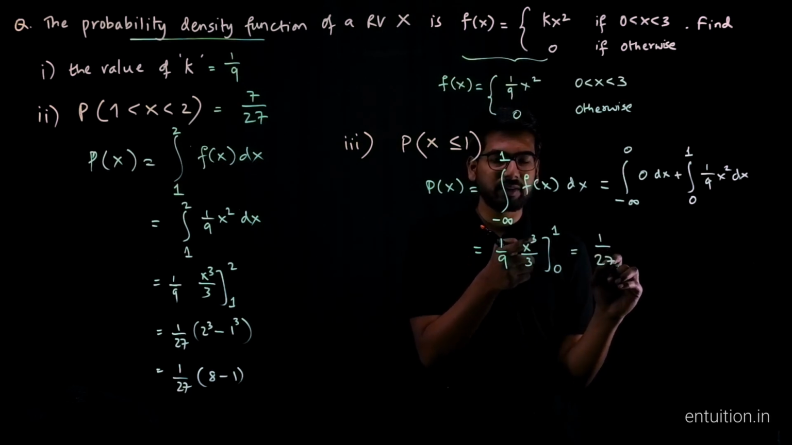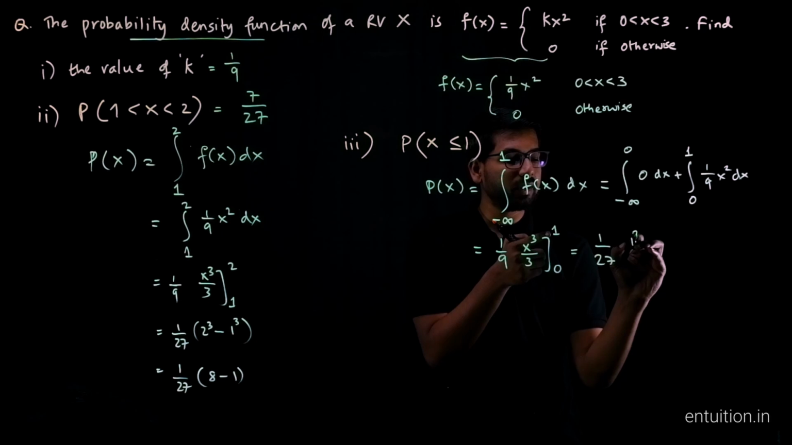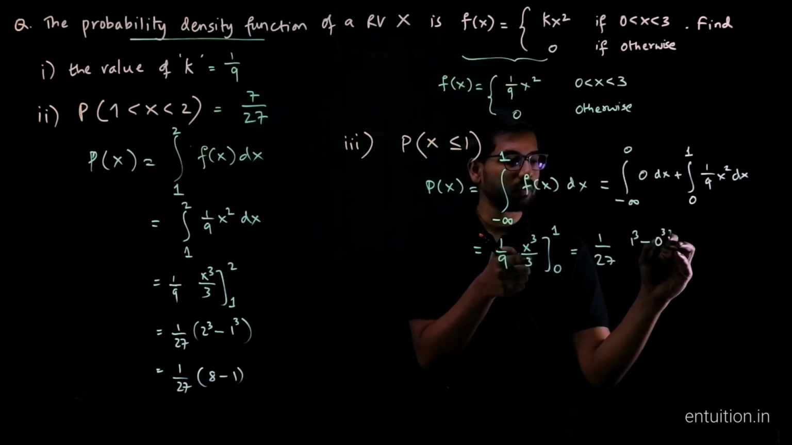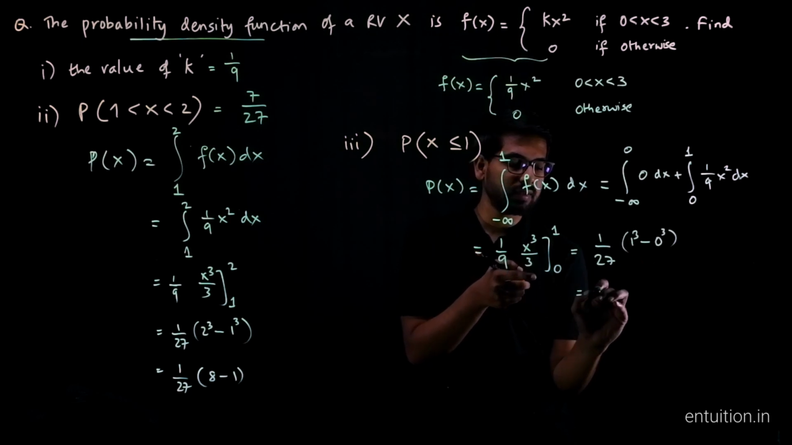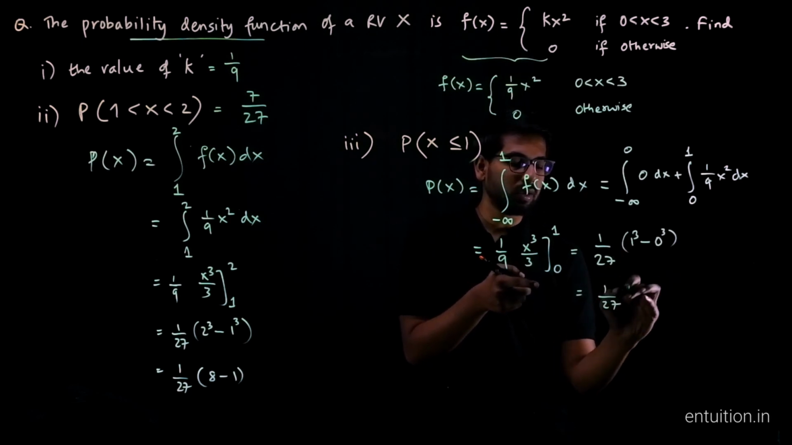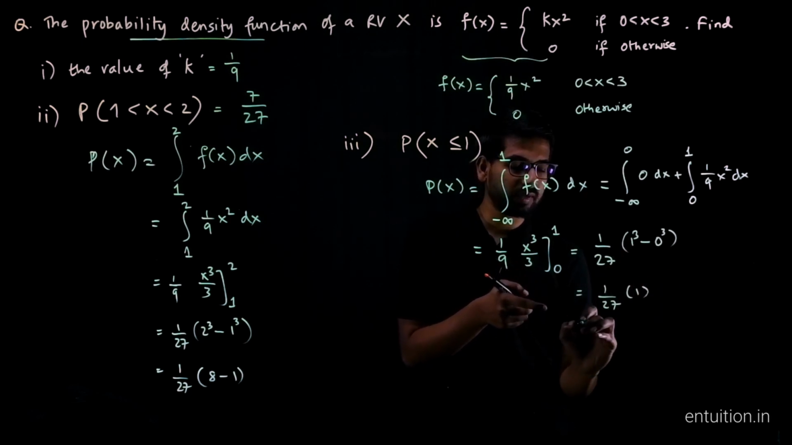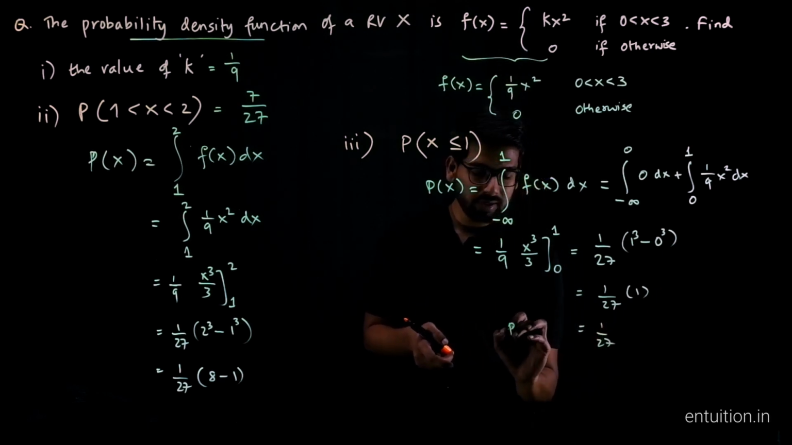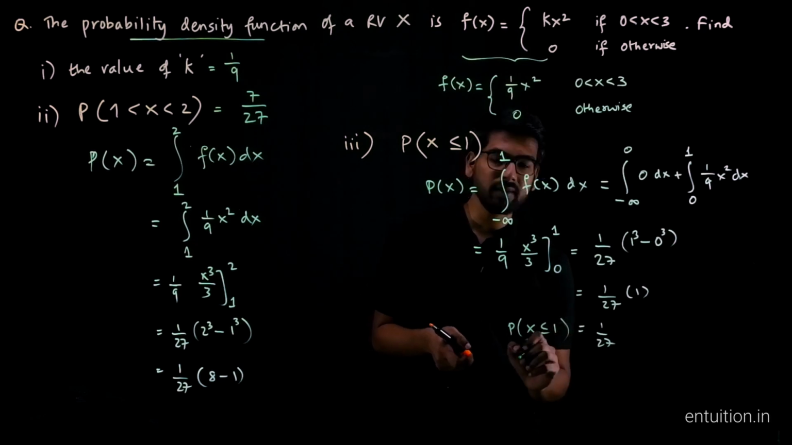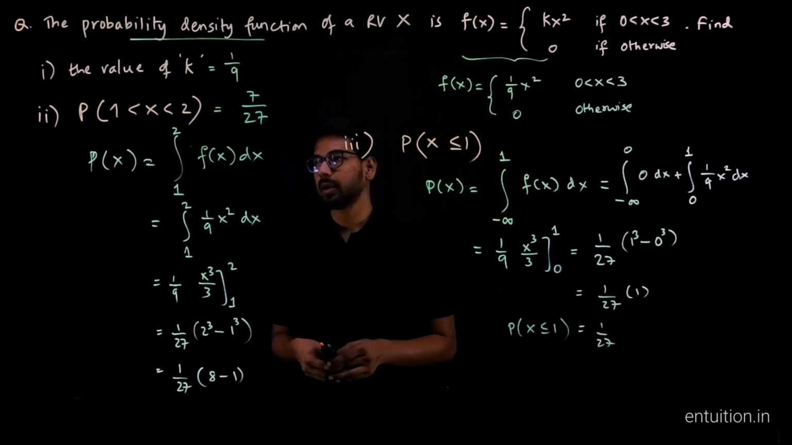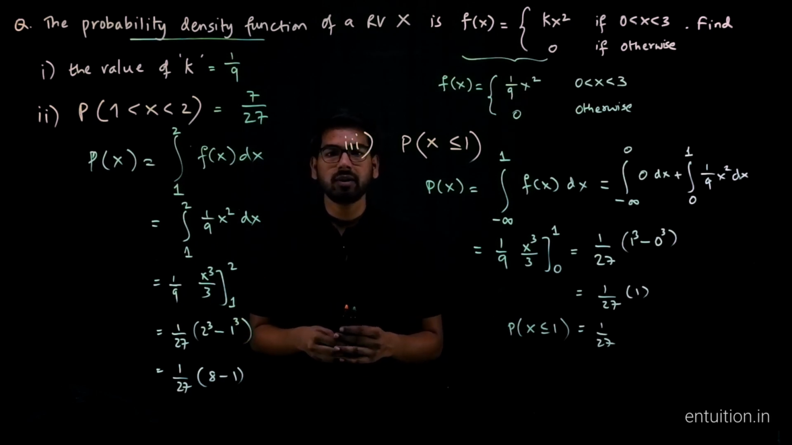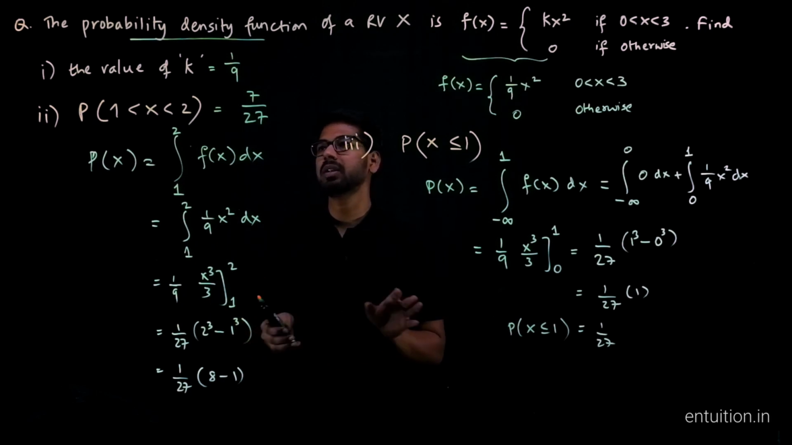How do you evaluate the limits of x cube? It is the upper limit cube minus the lower limit cube. So this is 1 over 27, 1 cube minus 0 cube is 1, so that's nothing but 1 over 27. The probability that x is less than or equal to 1 is 1 over 27. The probability that x is between 1 and 2 is 7 over 27. Okay, so this is very simple.